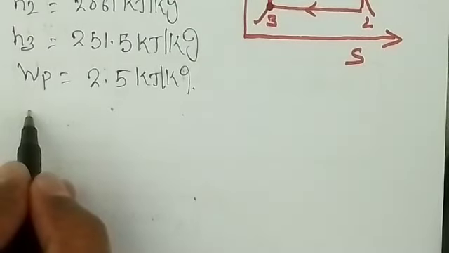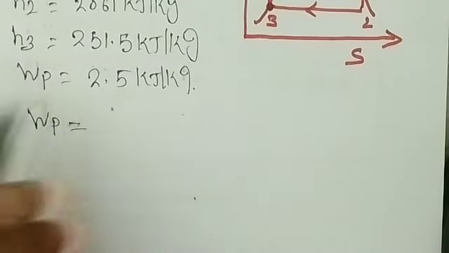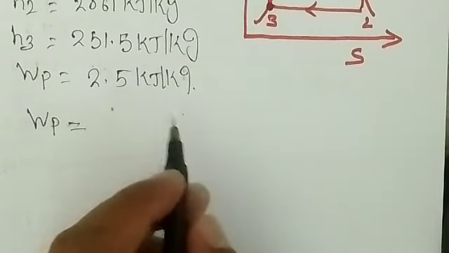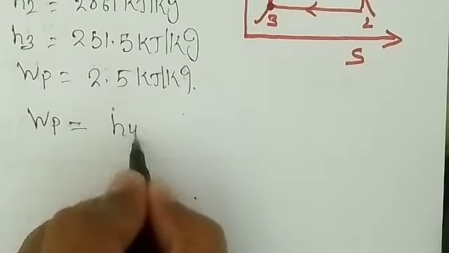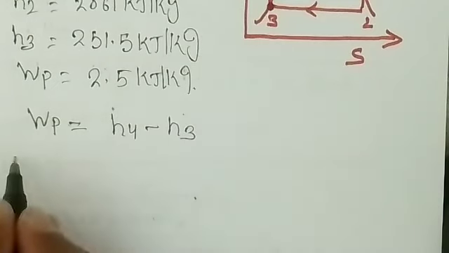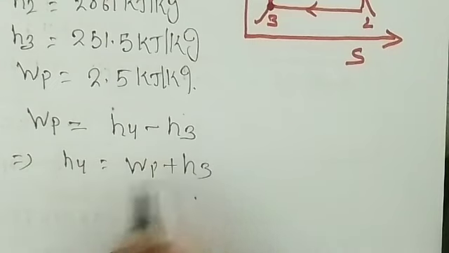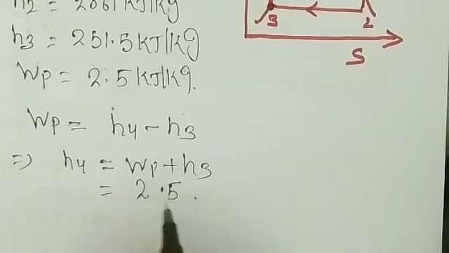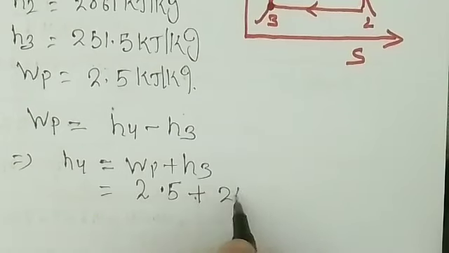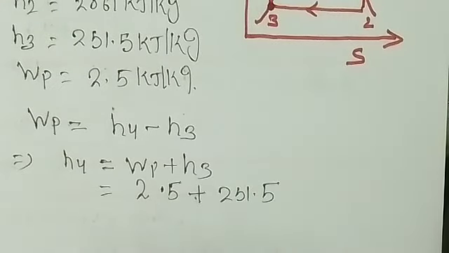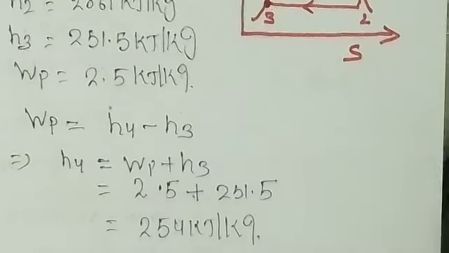So first of all, we will calculate H4. Pump work is nothing but H4 minus H3, right? Or you can say H4 is equal to pump work plus H3. So pump work is how much? Pump work is 2.5 kilojoule per kg, plus H3 is 251.5. So what is that value? This is 254 kilojoule per kg. We got H1, H2, H3, H4.